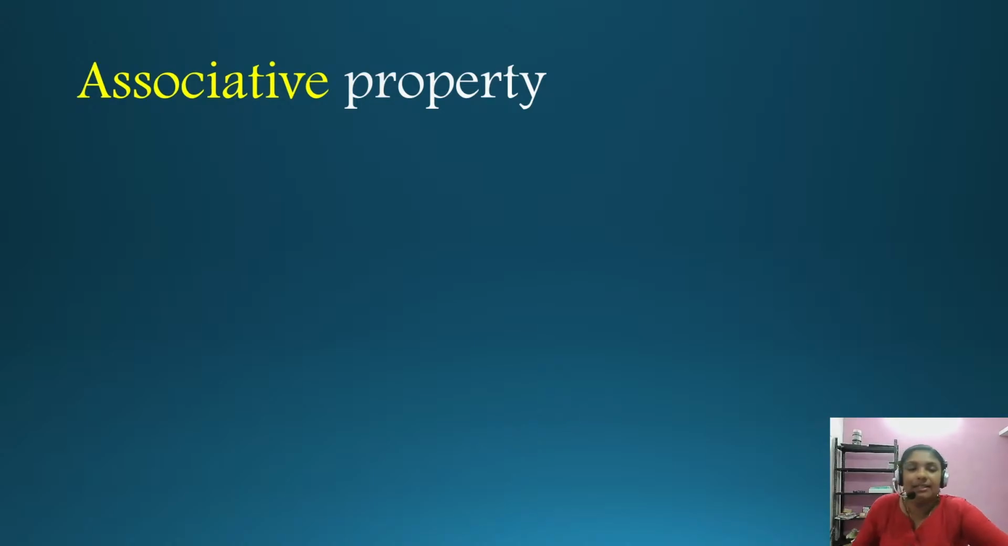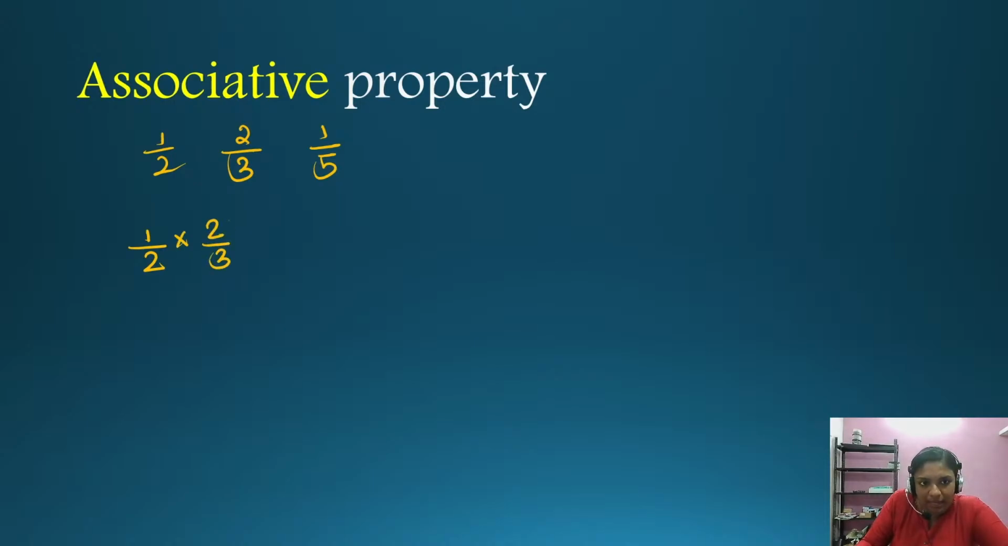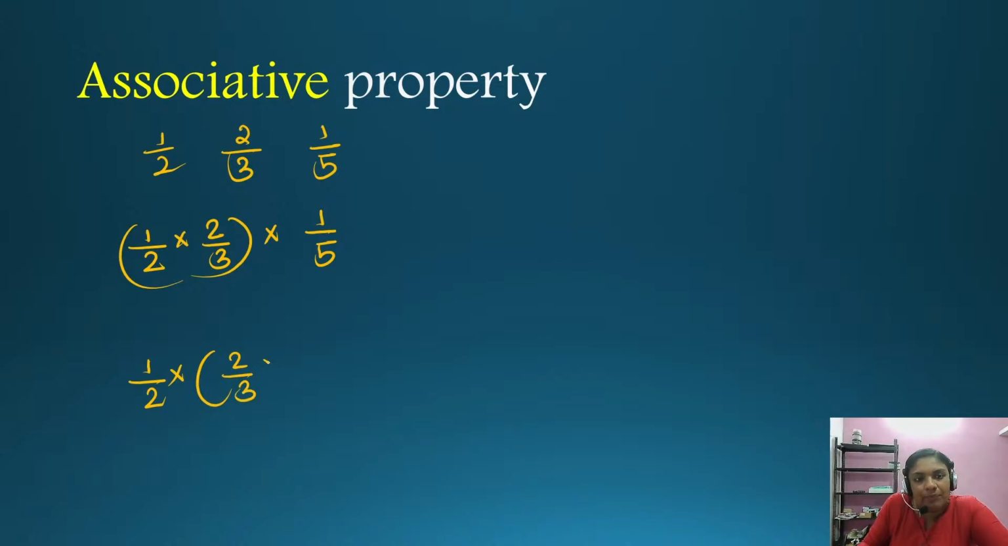Now let's check multiplication and division. Multiplication. How can we write? Let's take 1 by 2. This time let's take other numbers. Okay. 2 by 3. Now 1 by 5. Okay. So how will you group? 1 by 2 into 2 by 3 in bracket. Then into 1 by 5. This is the first group. Next group, let's put 1 by 2 here. Now 2 by 3 into 1 by 5.